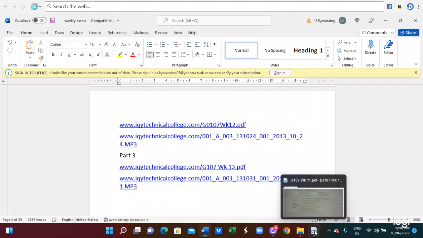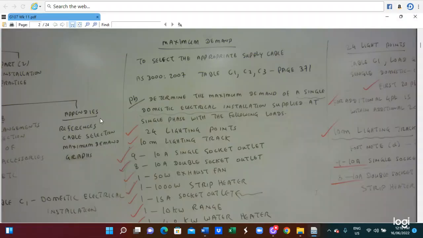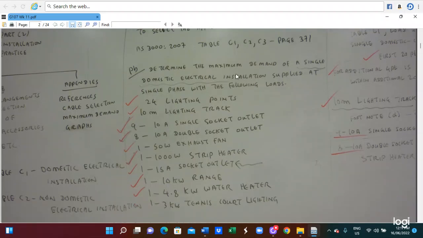In this lesson we talk about maximum demand. We have to select the appropriate supply cable. For that, we utilize AS3000 2007 and Tables C1, C2, C3. Now in the 2018 edition, Tables C1, C2, C3 have to be utilized. So we have to calculate this problem.